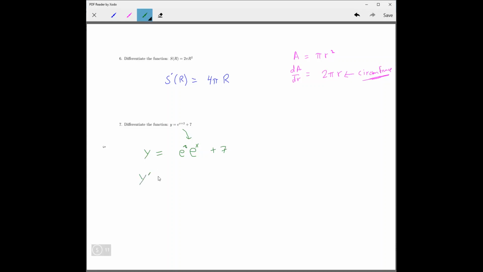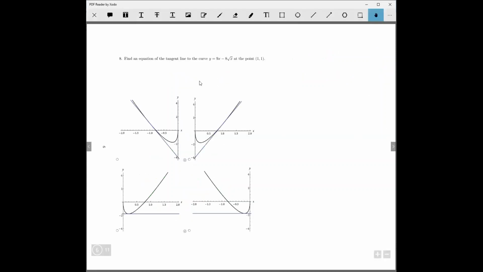Okay, so now when you take the derivative, this is just a constant. So the derivative will be this times the derivative of this part. And the derivative of this part is just e to the x. And the derivative of this is just 0. Okay, but then nobody leaves it written like that. So you rewrite it as e to the x plus 2. Okay, let's move along to number 8.